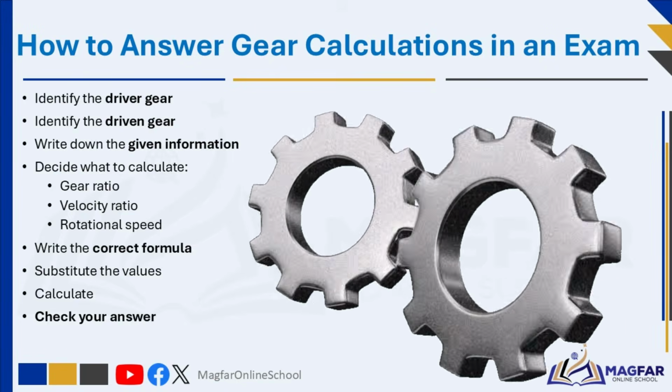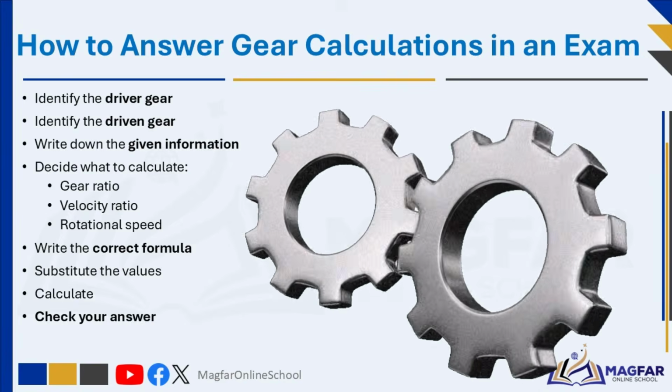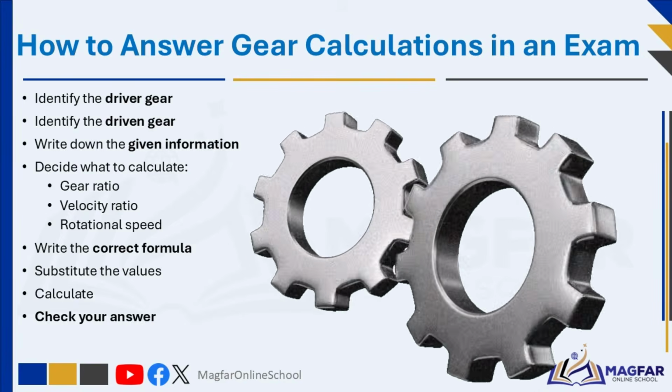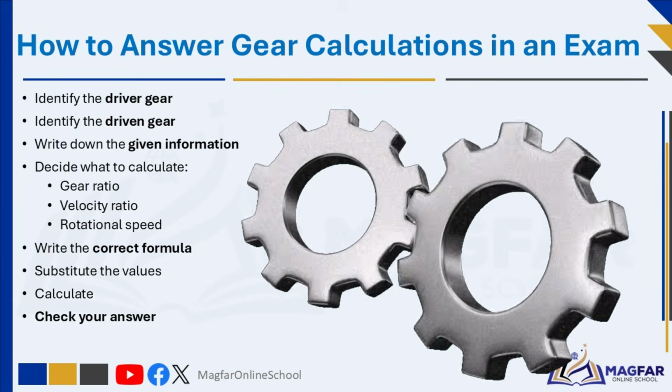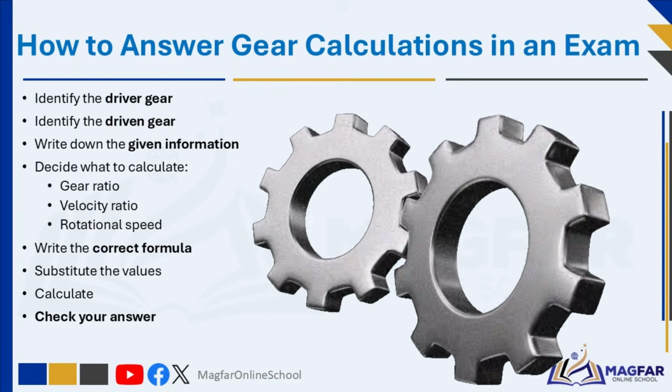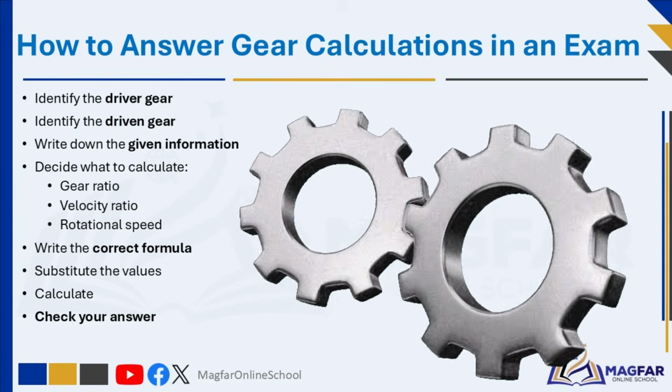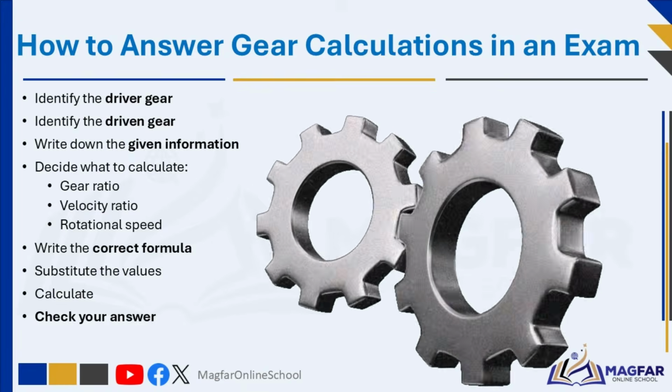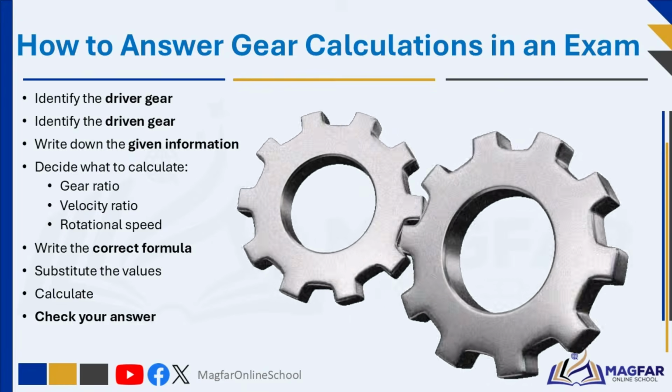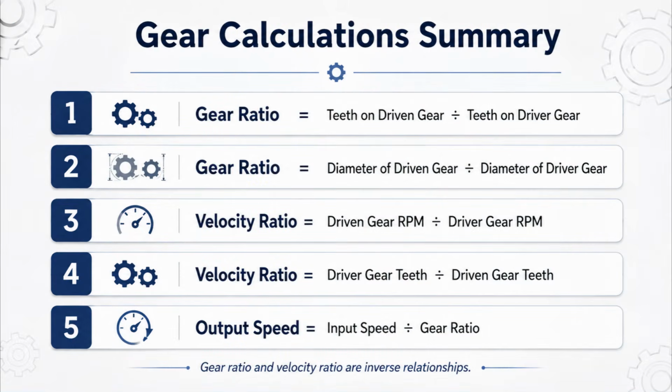Finally, check whether your answer makes sense. If the driven gear is larger, it should rotate more slowly. If the driven gear is smaller, it should rotate faster. This final check can help you spot mistakes. You can now calculate gear ratio using teeth or gear wheel diameter, work out velocity ratio, and determine the speed of a driven gear in RPM.